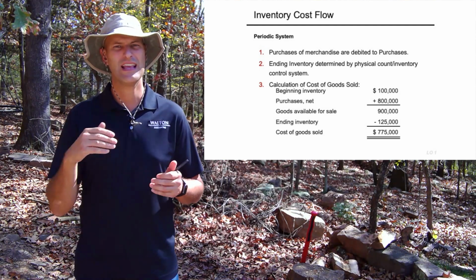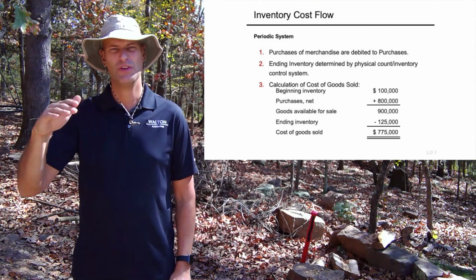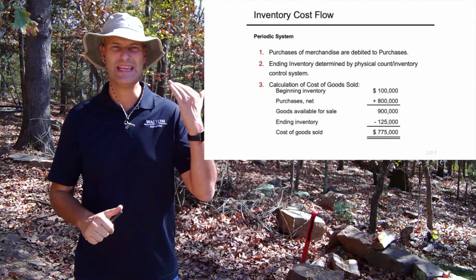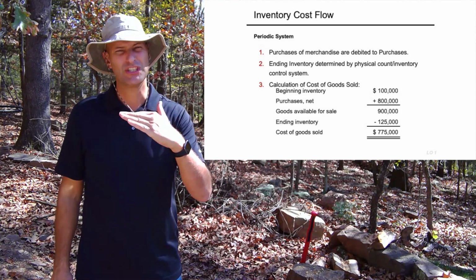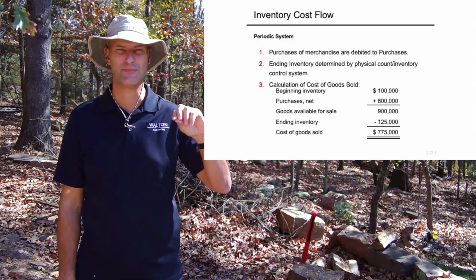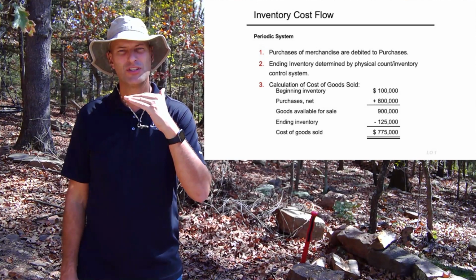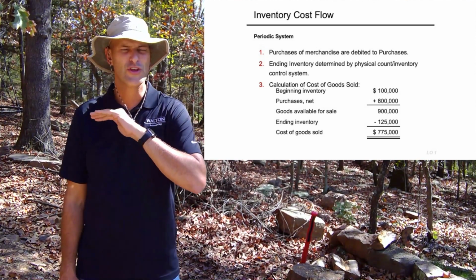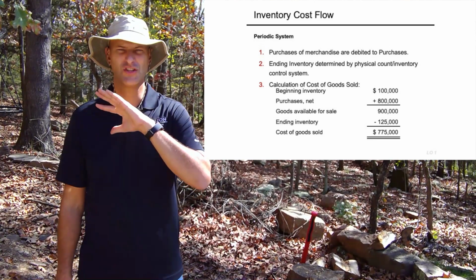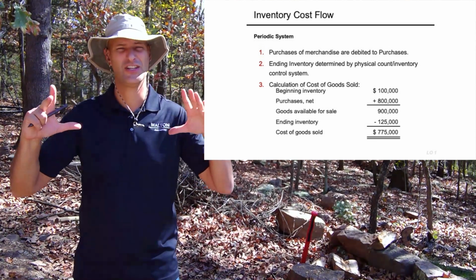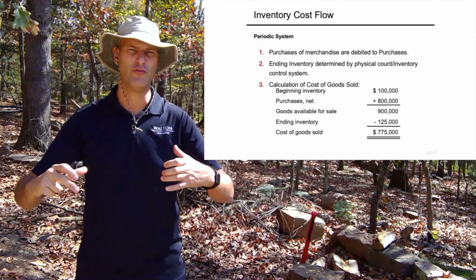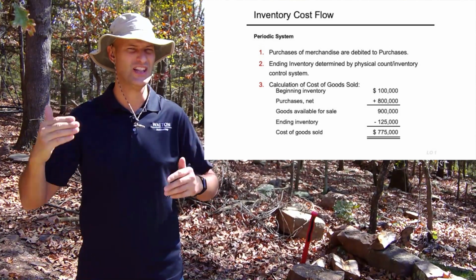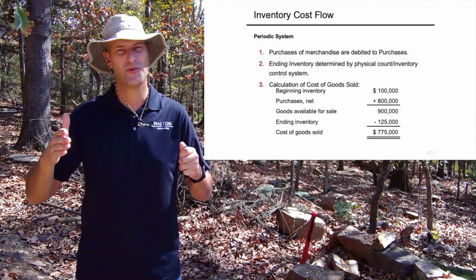So under the periodic system, we calculate the cost of goods sold this way. We start with beginning inventory. We then take our purchases for the period, which are tracked in a separate purchases account, and add purchases to beginning inventory. That gives us our goods available for sale. I will say in general, this calculation is critical. You will see this come up over and over again. Without knowing this calculation, you're going to get lost a lot.